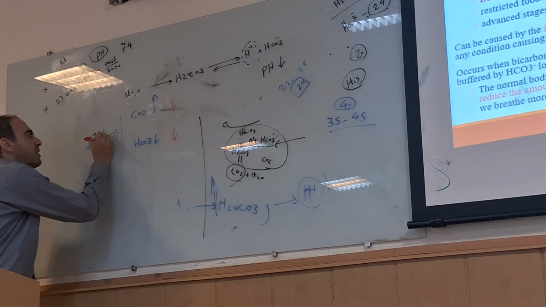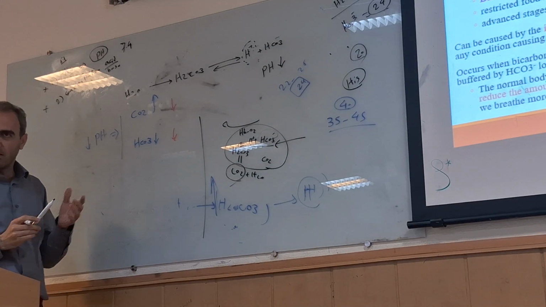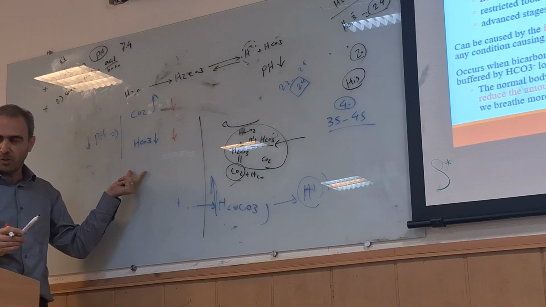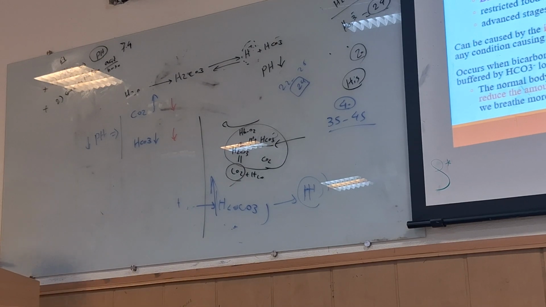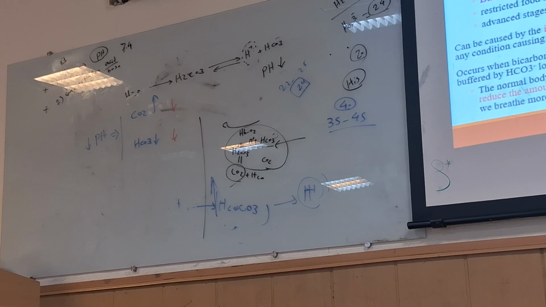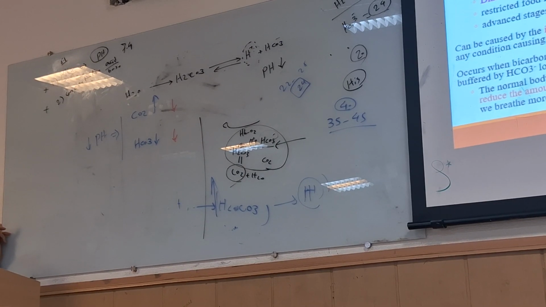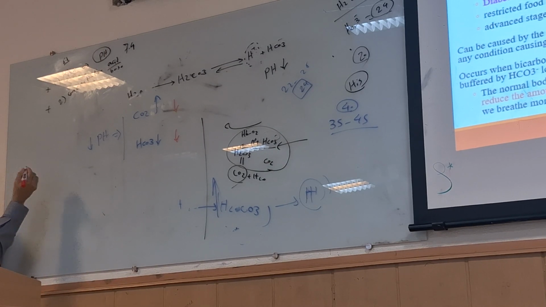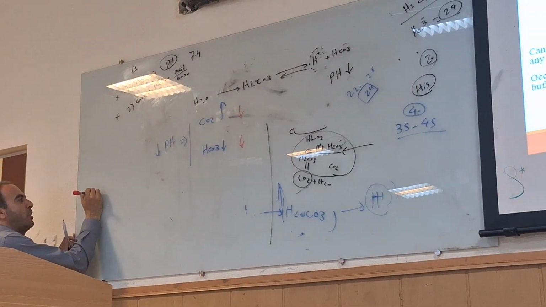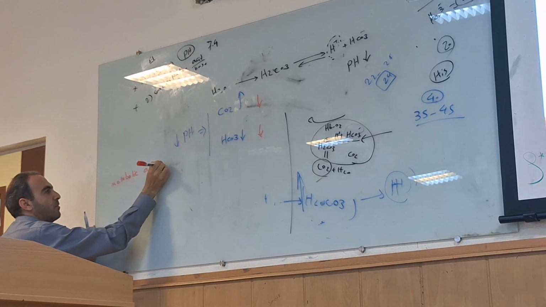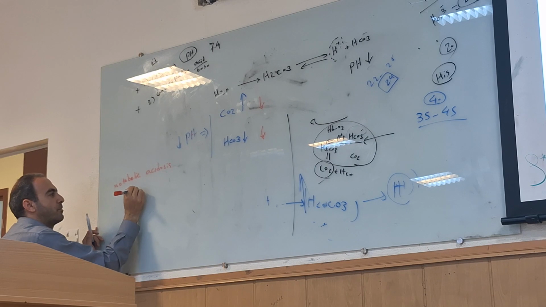Here we have a decreasing pH. The main reason for decreasing pH can be increasing CO2 or decreasing bicarbonate. What's the factor that is going to increase CO2? Is it a respiratory factor? We will talk about it in the next one. When we have metabolic acidosis, we have a decrease in bicarbonate.